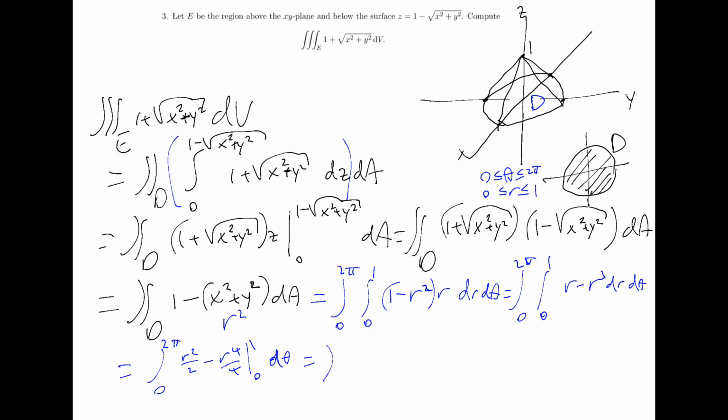So what do we get? We get a half minus a fourth, which is a fourth. And now again, this is just going to be 2 pi times 1/4, so you can compute that yourself, or you can see that this is just pi over 2.